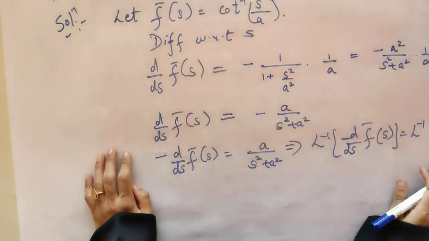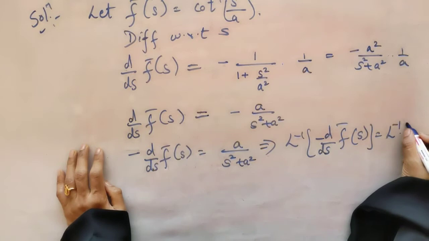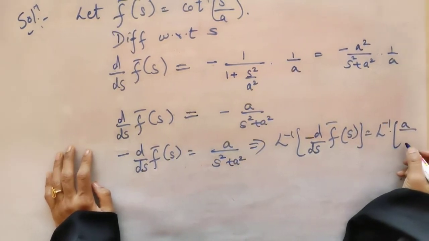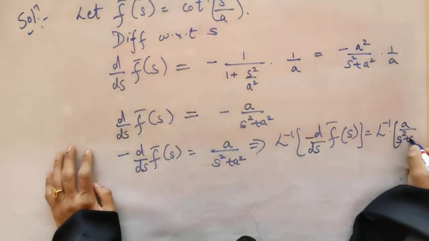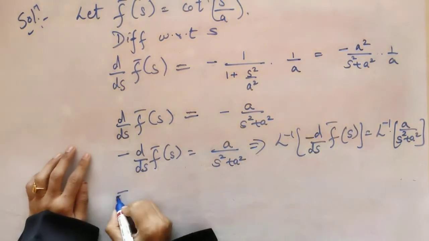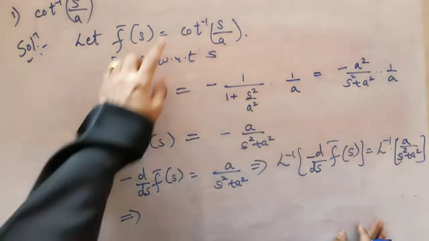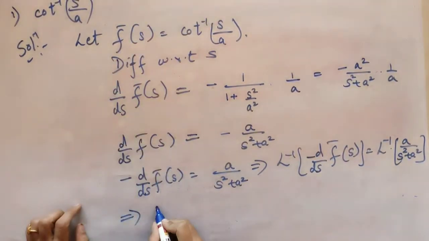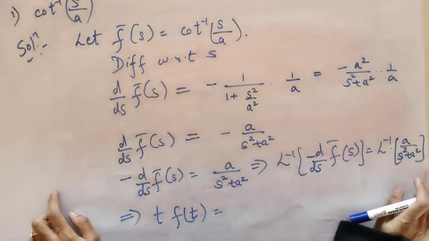Therefore L inverse of minus d by ds of f bar of s is equal to L inverse of a divided by s square plus a square. L inverse of the left side is nothing but t into f of t, which I have already seen. So the LHS turns into t into f of t, but you know what the RHS is?